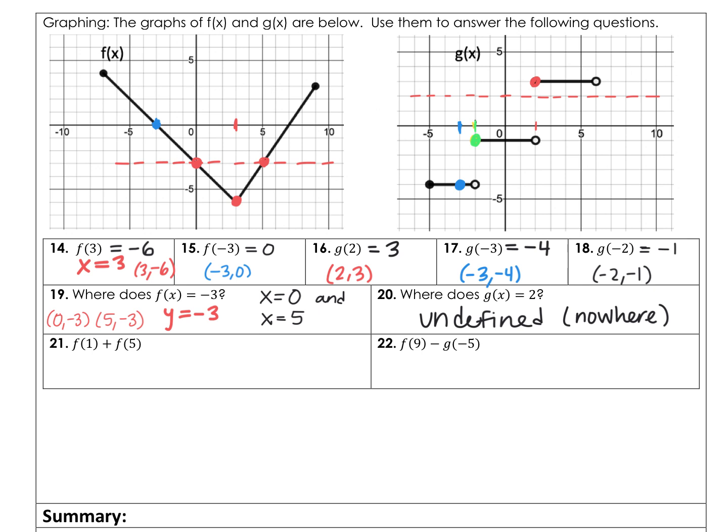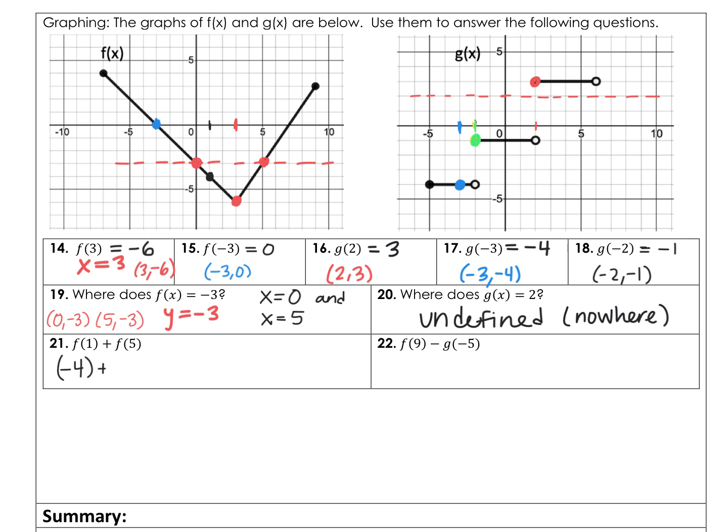All right, we'll do 21 together. You'll do 22. f of 1 plus f of 5. So I'm just giving you the inputs again. You find the outputs, but then you get to add them together when you're done. So fun. All right. f of 1. So I go to 1, and I follow it down. Where is f at 1? f of 1 is at -4.